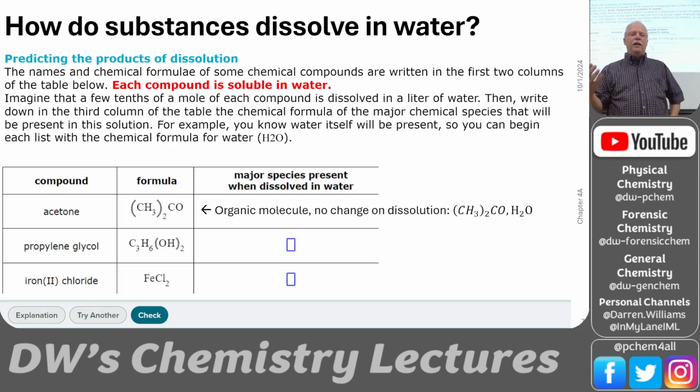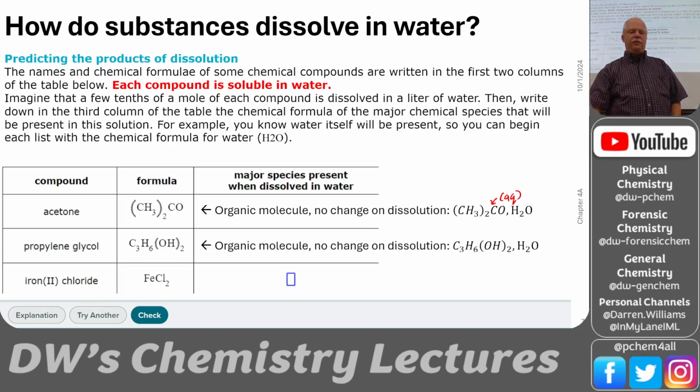The thing that bothers me about this set of homework on Alex is that it's much easier to just show AQ on the end of this. I don't know why they didn't include AQ here. For this molecule, you could just write the molecular formula and put AQ behind it, and AQ is aqueous. That means it's dissolved in water. Okay. Same for propylene glycol. It's an organic molecule, so no change when it dissolves. Then you would have propylene glycol AQ and H2O, but Alex just wants the molecules. It doesn't want the H2O liquid or the AQ designation.